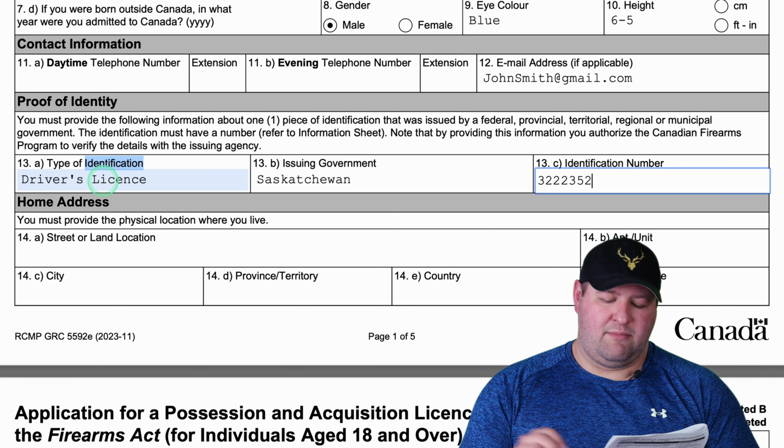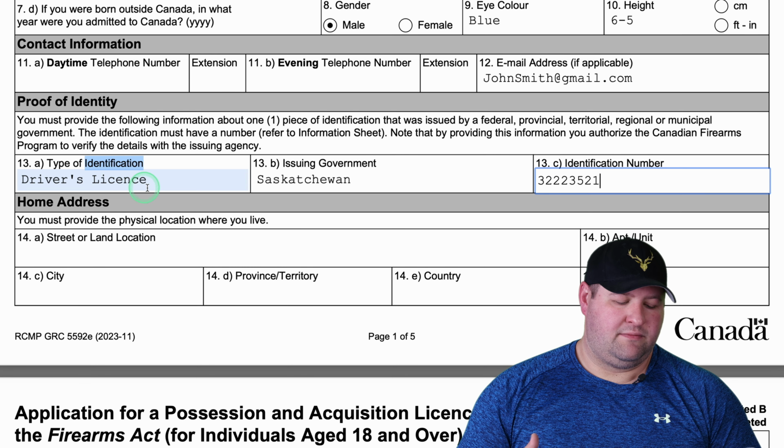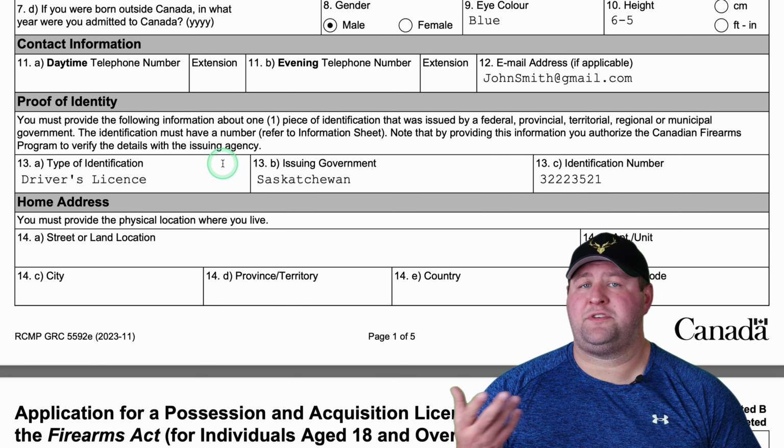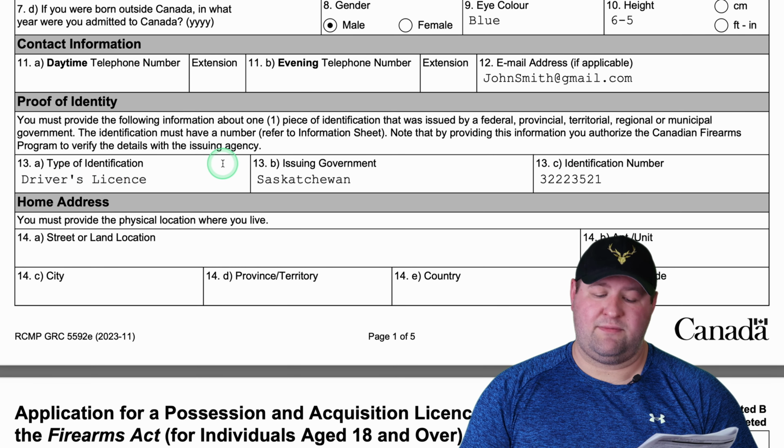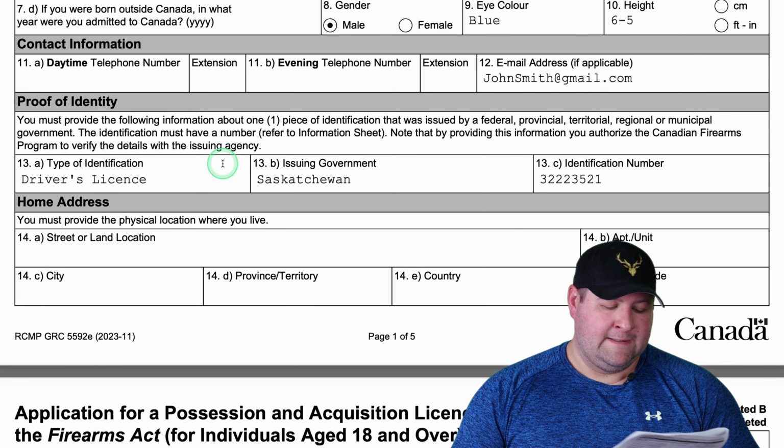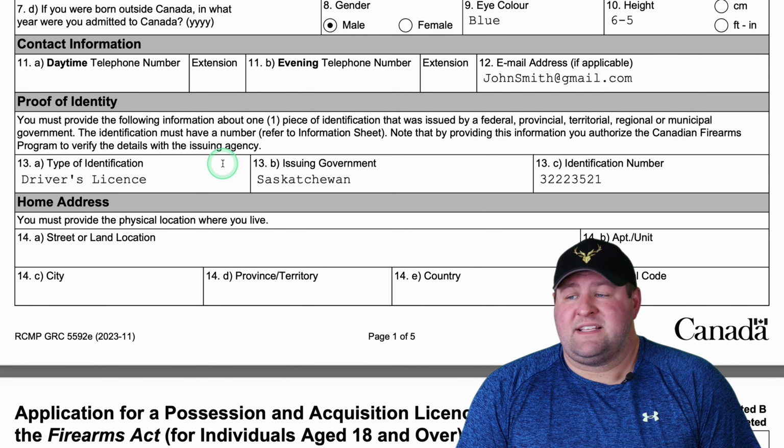Write that in there, write the number. So if you're from Saskatchewan, you're going to do your driver's license, you would write your customer number in there for identification number. Home address is the next.